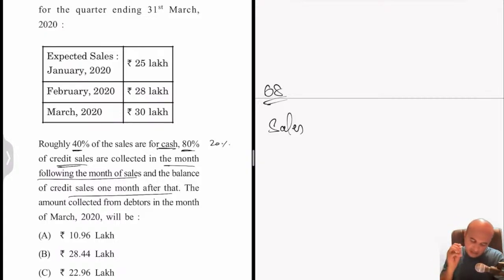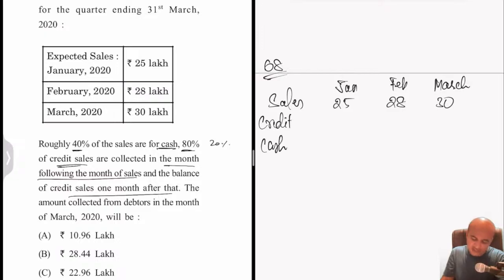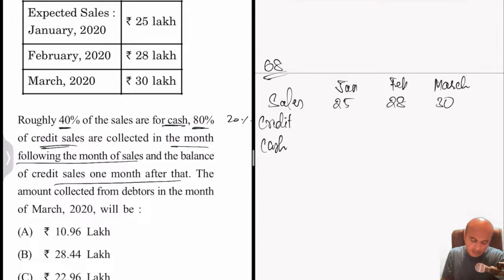Now first of all, let me write down the sales here. Jan, Feb and March, because we need to understand how much is the amount which we have collected in the month of March. So according to the data, it is 25 lakhs, 28 lakhs and 30 lakhs. But this will not be the amount which we have collected. Okay. So now let me write down the credit and cash sale. So 40% of the sales are for cash. So 25 into 40%, 25 into 60%.